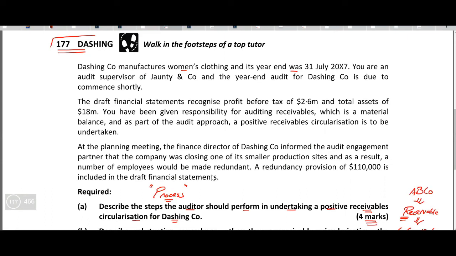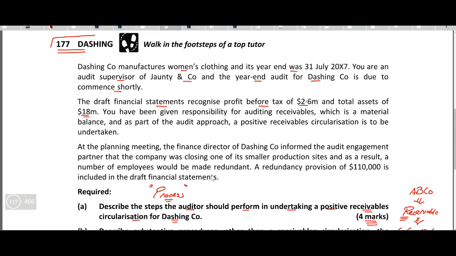Its year end was 31st July. You are an audit supervisor of John T and Company, and at the year end, Dashing Company is due to commence shortly. The draft financial statement recognized profit before tax of 2.6 million and total assets of 18 million.